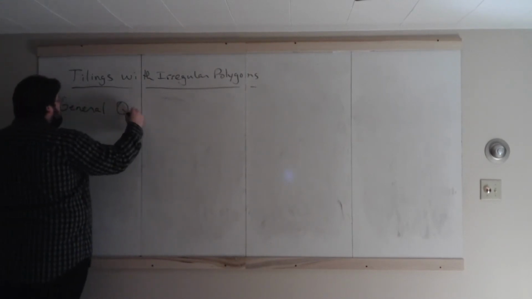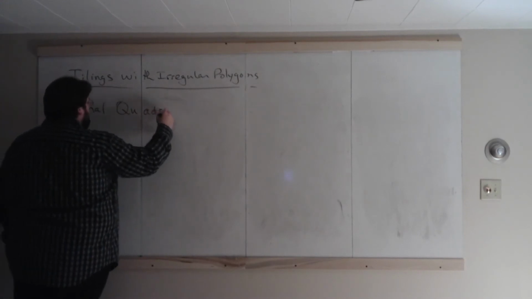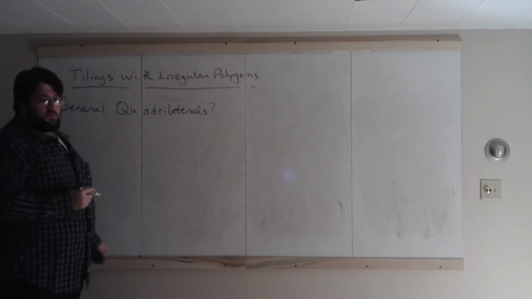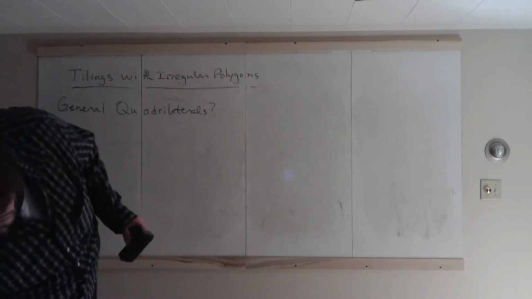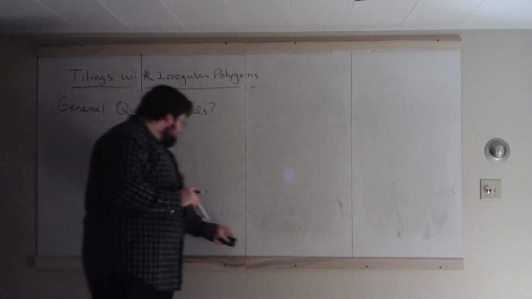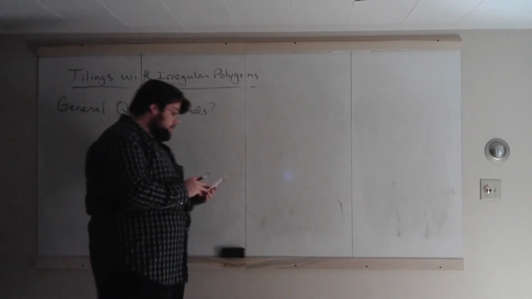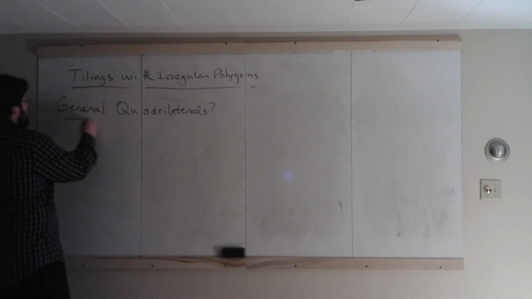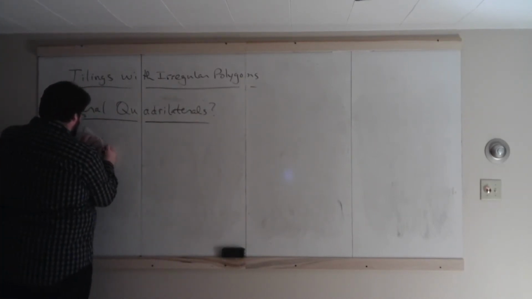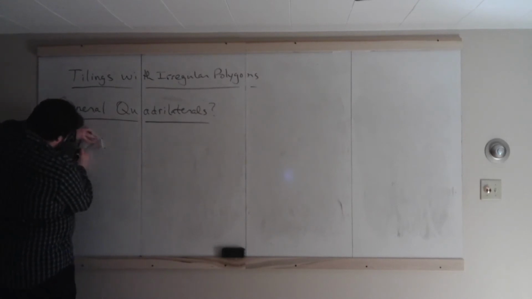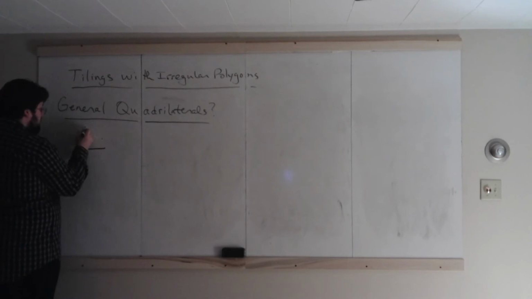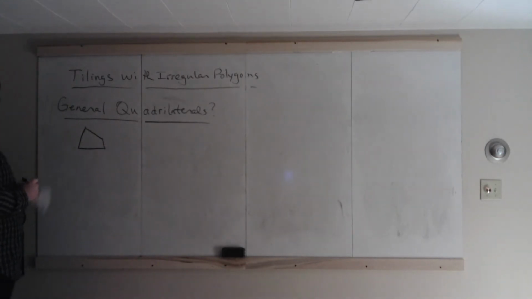What about general quadrilaterals? Well, I happen to have one right here, which I made by folding paper. I did this because I'm not good at drawing things. So, general quadrilaterals, I'm going to use this to trace out my quadrilateral. So right here we have a general quadrilateral.